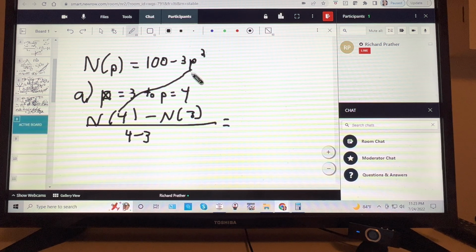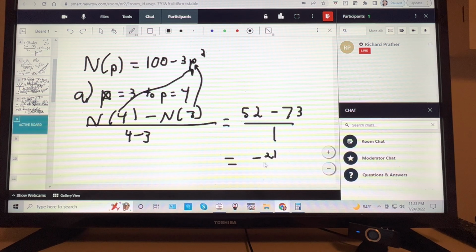So 4 squared is 16 times 3 is 48. 100 minus 48 is 52. 3 squared is 9 times 3 is 27. 100 minus 27 is 73. 4 minus 3 is 1. That's negative 21 over 1, or negative 21.